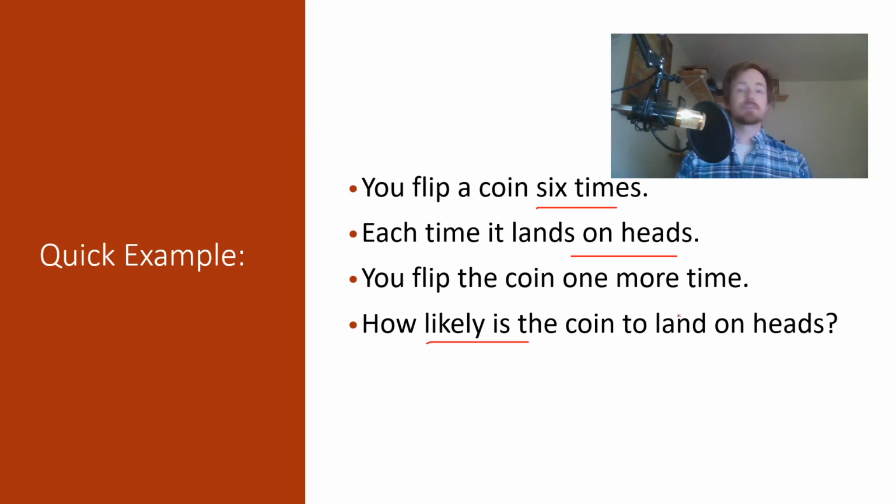Why? Because our gut is telling us that this information up here, that it landed on heads 6 times, is important for this next decision. But in actuality, it's not. This history doesn't actually matter whenever you flip the coin next.